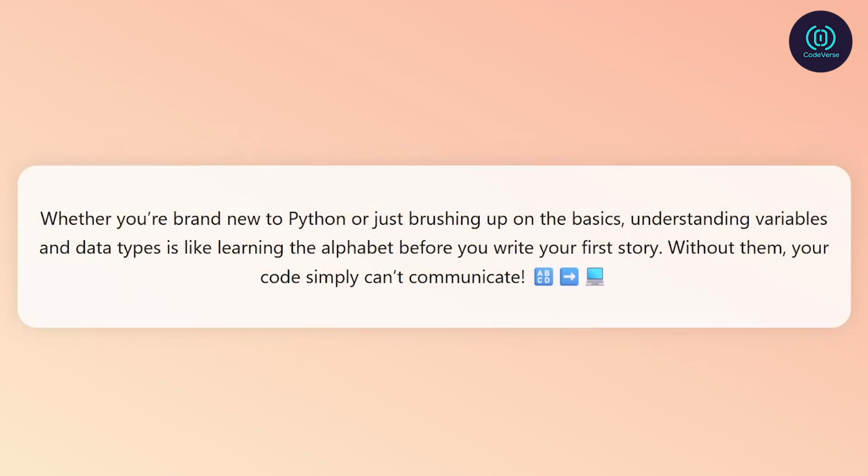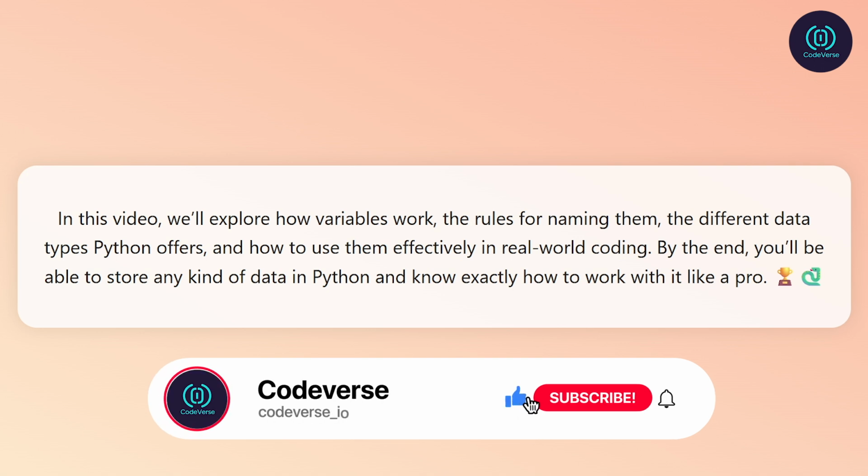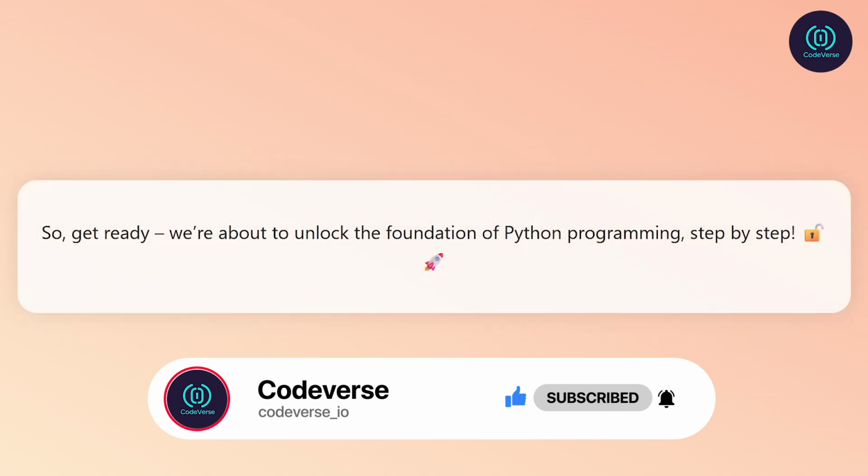Whether you're brand new to Python or just brushing up on the basics, understanding variables and data types is like learning the alphabet before you write your first story. Without them, your code simply can't communicate. In this video, we'll explore how variables work, the rules for naming them, the different data types Python offers, and how to use them effectively in real-world coding. By the end, you'll be able to store any kind of data in Python and know exactly how to work with it like a pro. So, get ready, we're about to unlock the foundation of Python programming, step by step.